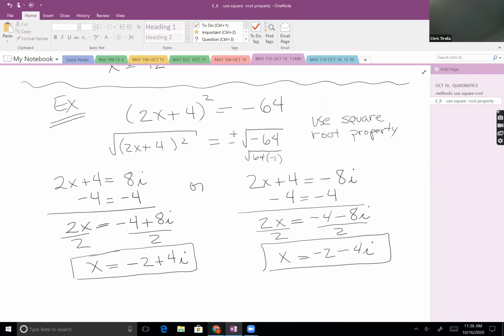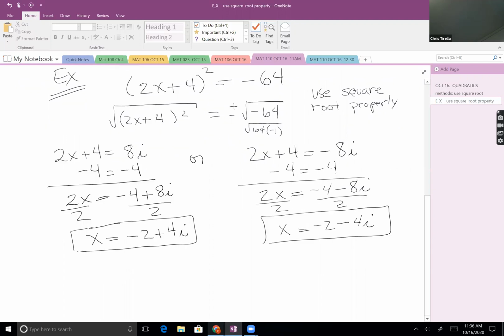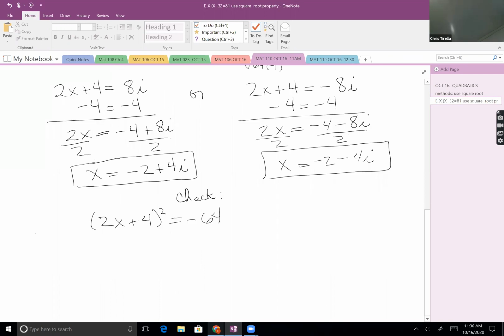What we haven't done with these ones with complex solutions is a check. So is everybody all right if I check in the original: 2x plus 4 quantity squared has to equal negative 64. And let's check first x equals negative 2 plus 4i. That gives me 2 times (negative 2 plus 4i), quantity squared, equals negative 64. Inside parentheses, I'll distribute.